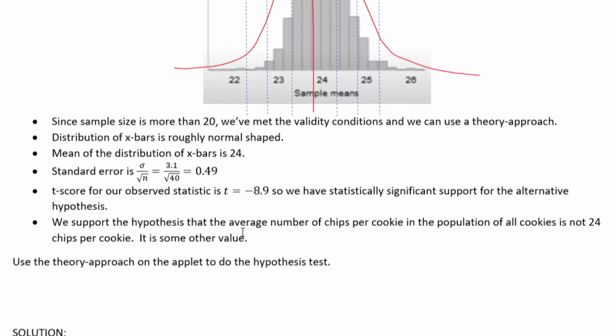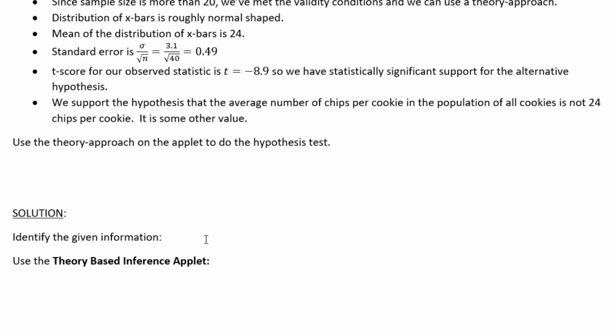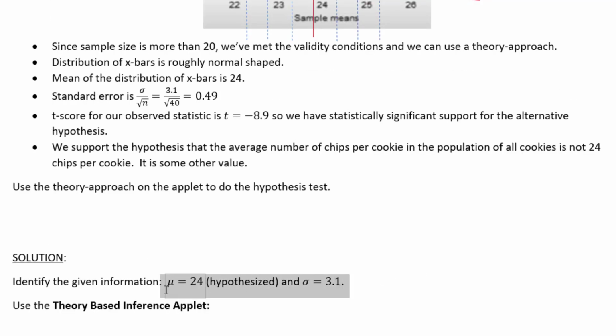Before you dive into using an applet to solve this, it is important that you always first make sure you're really clear on the given information in the problem. In this problem, we've been given information about the hypothesized value of the population mean, as well as the population standard deviation, as given by the cookie company. The hypothesized value of the population mean is 24 chips per cookie, and the cookie company also said that their population standard deviation was 3.1 chips per cookie. I want to recognize that having a standard deviation of the entire population would be a weird thing to have if you are not even sure of the true value of the population mean. So this is one of these math problems that comes up in a math class, but doesn't really make a lot of sense in reality. I just want to point that out.